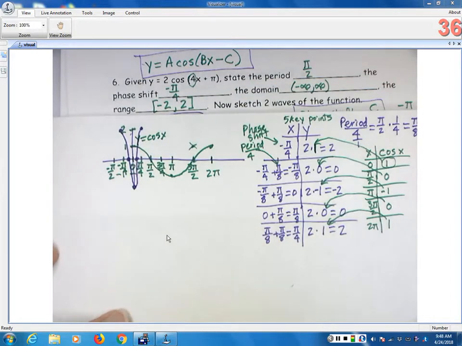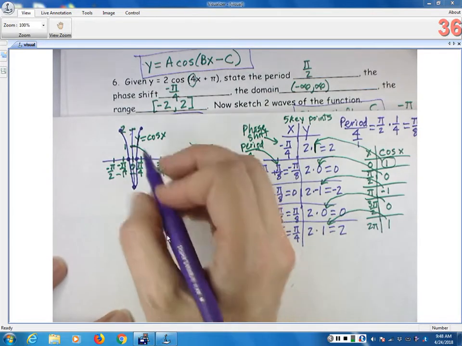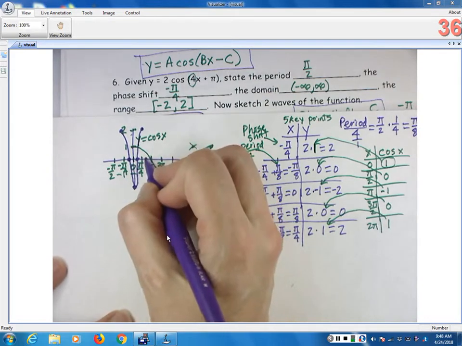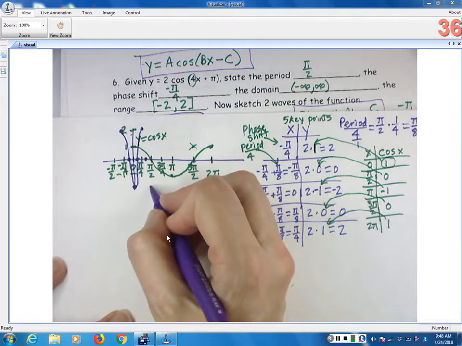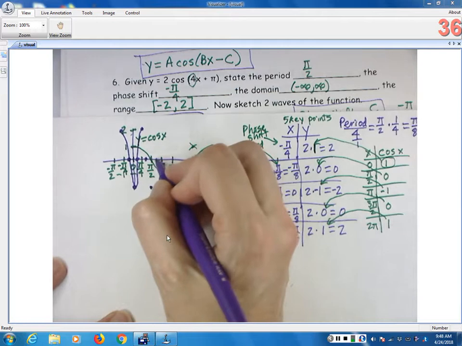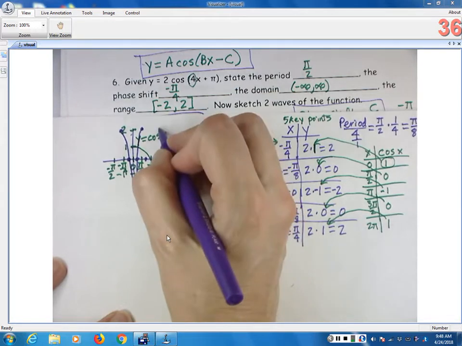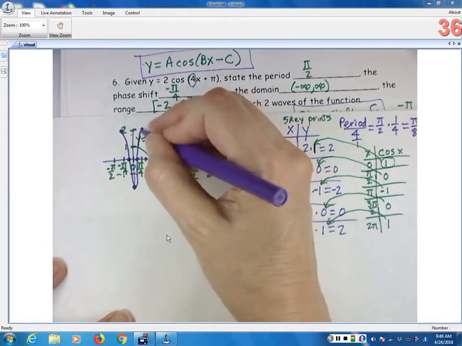You need to do a second wave. It's going to be here, here, halfway between there and here. So the second wave.